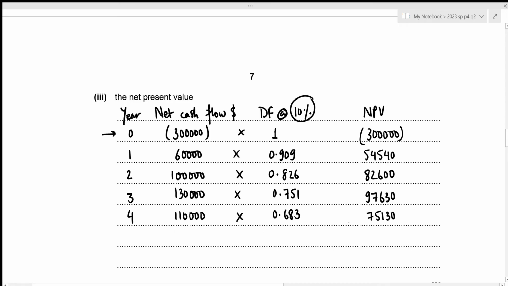Now we need to figure out the total net present value, which is just the sum of the present values for these 5 years. So that will be negative 300,000 plus 54,540 plus 82,600 plus 97,630 plus 75,130, which results in the positive net present value of 9,900. So this is the required answer. Now let's move towards the next part.